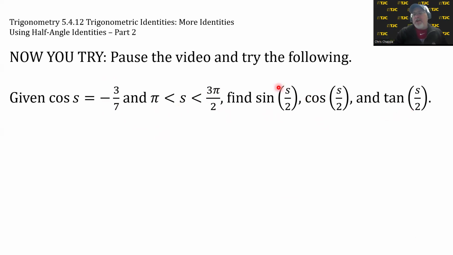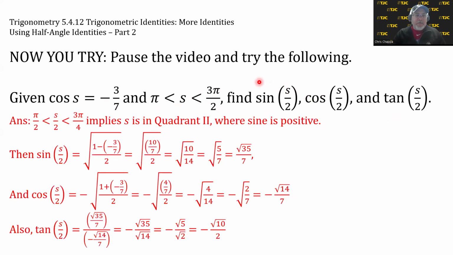All right, here's your fair warning if you haven't paused the video. Solutions in 3, 2, and 1. If you adjust the inequality for s over 2, you would see that s over 2 is in quadrant 2, where sine is positive, everything else is negative. Then sine of s over 2 ends up being square root of 35 over 7. Cosine of s over 2 ends up being negative square root of 14 over 7. And tangent of s over 2 ends up being negative square root of 10 over 2.